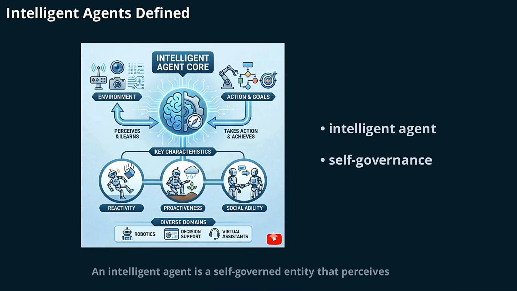An intelligent agent is a self-governed entity that perceives its environment and takes action to achieve specific goals. These agents range from simple rule-based systems to advanced models capable of learning and adaptation. Key characteristics include reactivity, proactiveness, and social ability. Intelligent agents can operate in diverse domains, from robotics to decision support and virtual assistants.